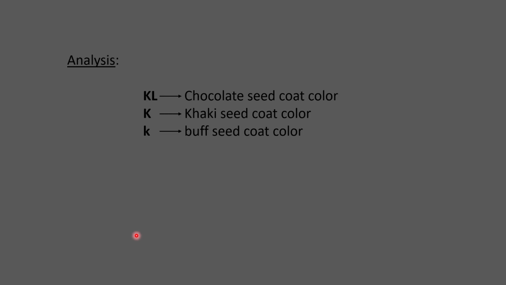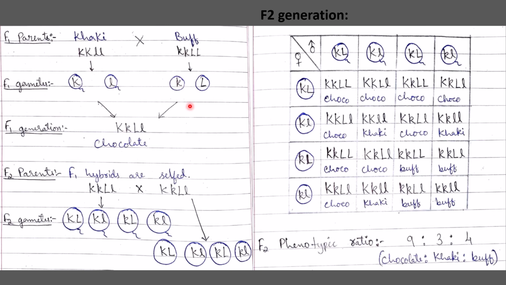Now, moving on to the analysis. Here, it's obvious that whenever the dominant supplementary gene is present with the dominant allele K, there is a production of a new seed coat color, that is chocolate color. And whenever the dominant allele K is present independently, it produces its dominant character, that is khaki seed coat color. And when the allele K is in its recessive condition, then a buff colored seed coat is produced. With that, moving on to the crosses here.